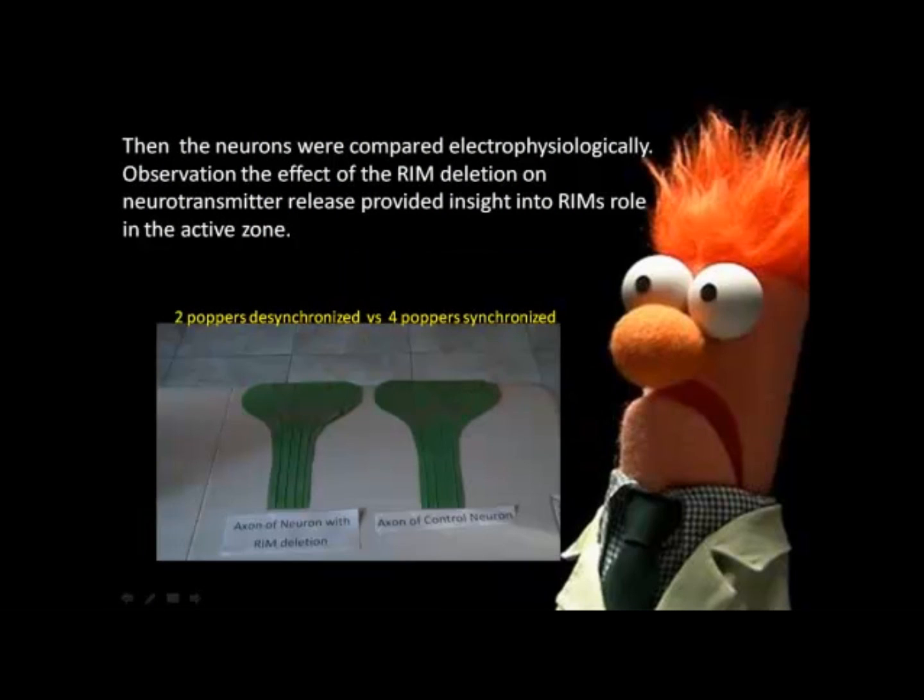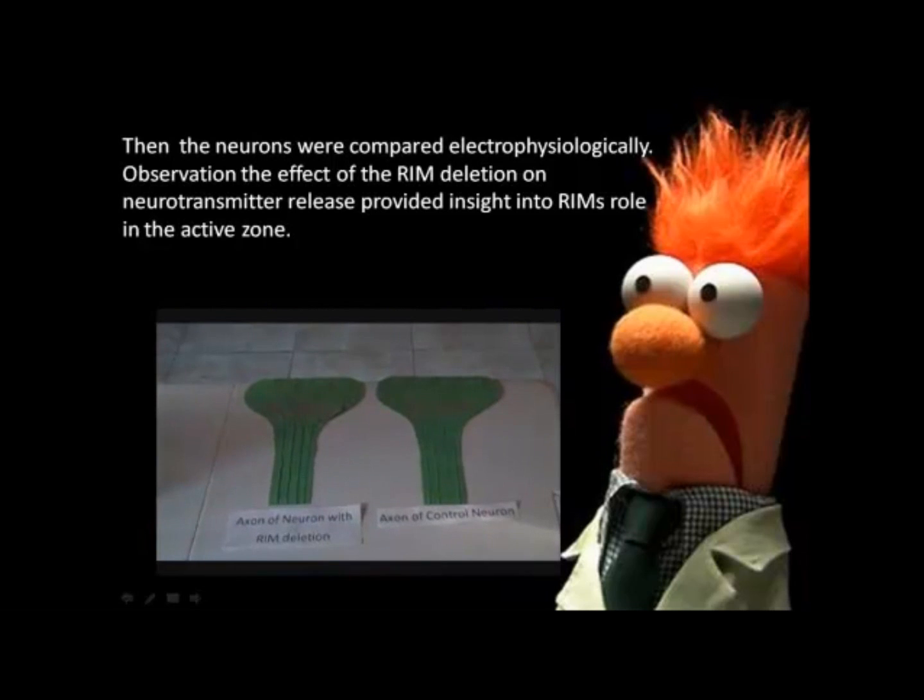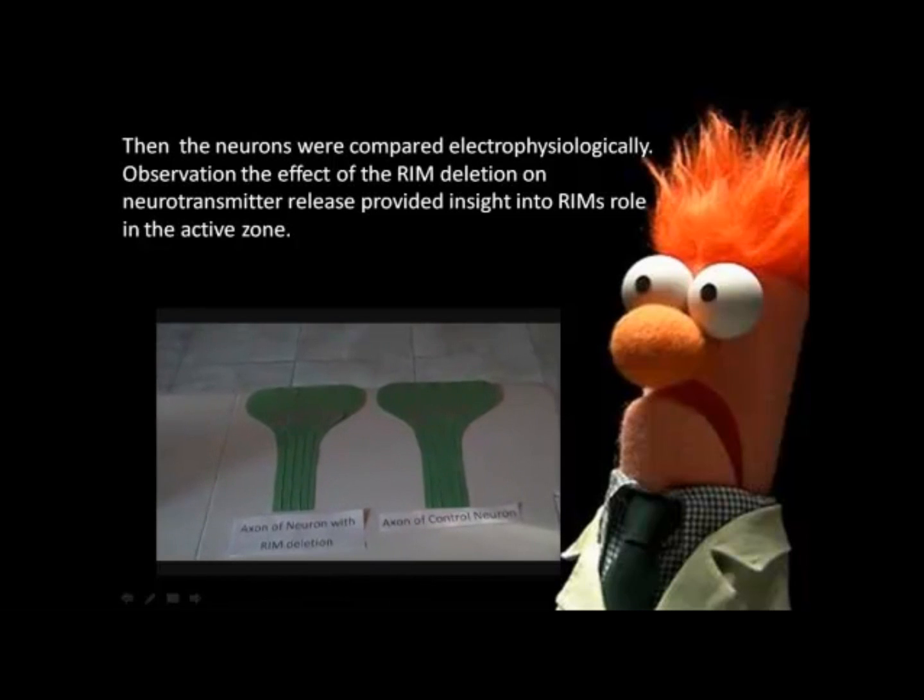Then the neurons were compared electrophysiologically. Observation of the effect of the RIM deletion on neurotransmitter release provided insight into RIM's role in the active zone. The neurons with the RIM deletion were then electrophysiologically examined in order to determine the severity of the deletion on the neurotransmitter release. Excitatory and inhibitory postsynaptic responses evoked by the control and RIM deletion neurons were compared. It was determined that the RIM deletion caused the amplitude of the postsynaptic, excitatory or inhibitory current to decrease. Observations also showed that the frequency of spontaneous minis also decreased in the RIM deletion neurons.